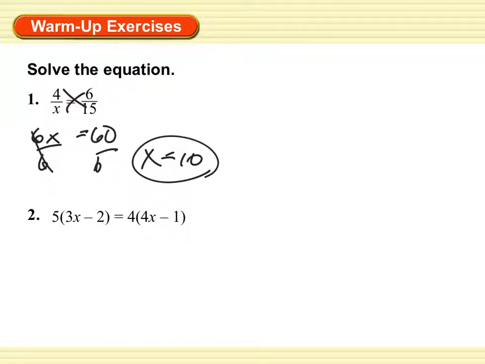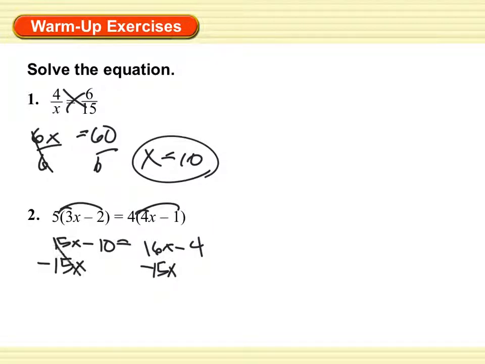Here, the only thing I could do to make it easier is to divide by 4, or divide by 5, but that's not divisible, so that's not making my life any easier. So I can go ahead and distribute this, 15x minus 10 and 16x minus 4, and now I can solve it. Just get your variables on one side of the equal sign and your numbers on the other.